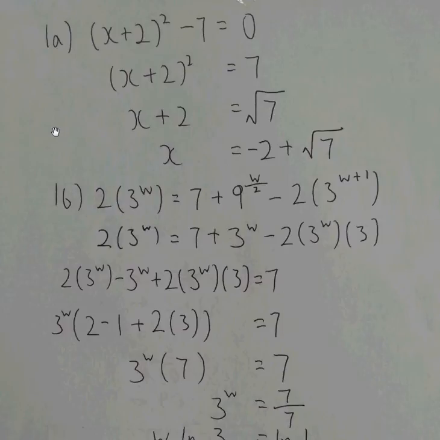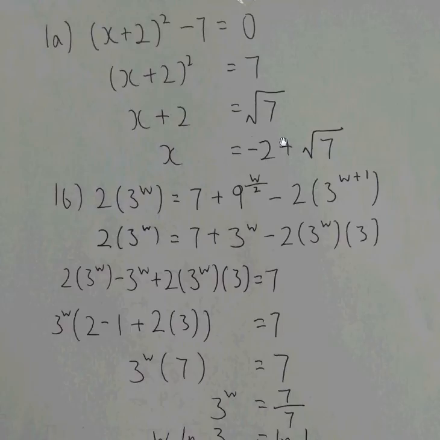Part A: solve this equation and give the answer in the form A plus square root B. You just need to bring the 7 to the other side, and then by the indices rule, the square becomes a square root when moved to the right-hand side. So x plus 2 equals square root 7.